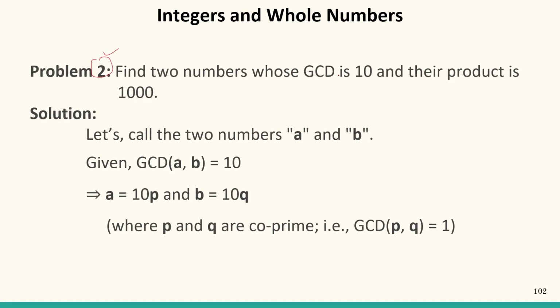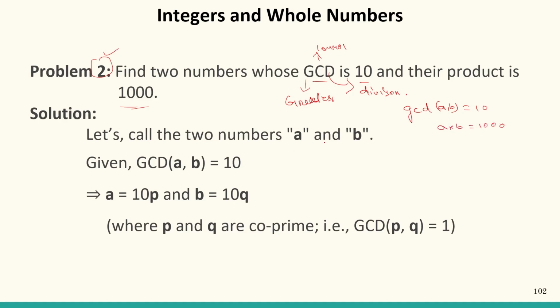Find two numbers whose GCD is 10 and whose product is 1000. What is GCD? G stands for greatest, C stands for common, and D stands for divisor. All the numbers that divide both of those numbers are common divisors, and then we look for the greatest one among them. Given that the GCD of A and B is 10, and their product A into B is equal to 1000.